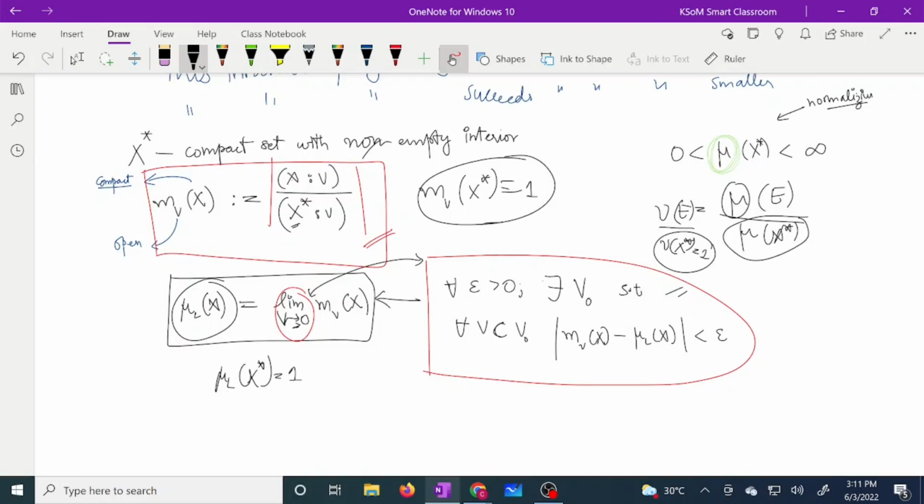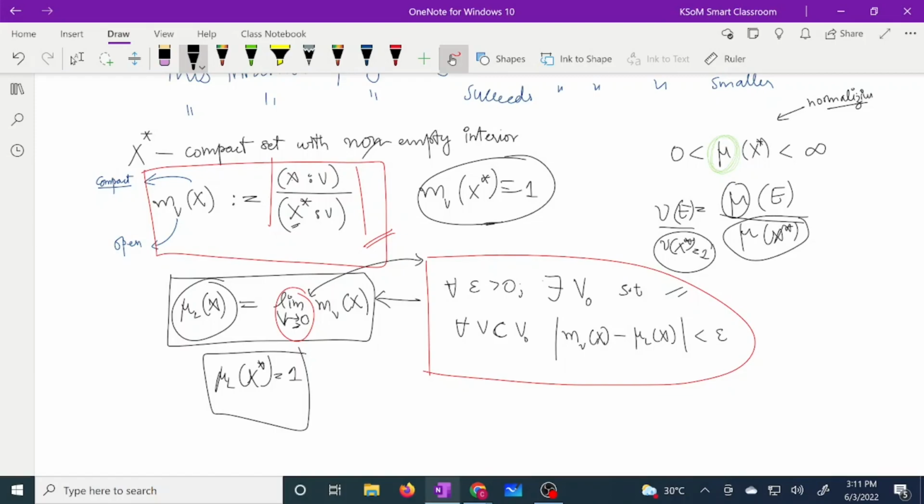This guy is identically equal to 1, right? So mu L of x star is equal to 1. This is a given for me, right? So my candidate for the Haar measure is normalized in such a way that mu L of x star is equal to 1.